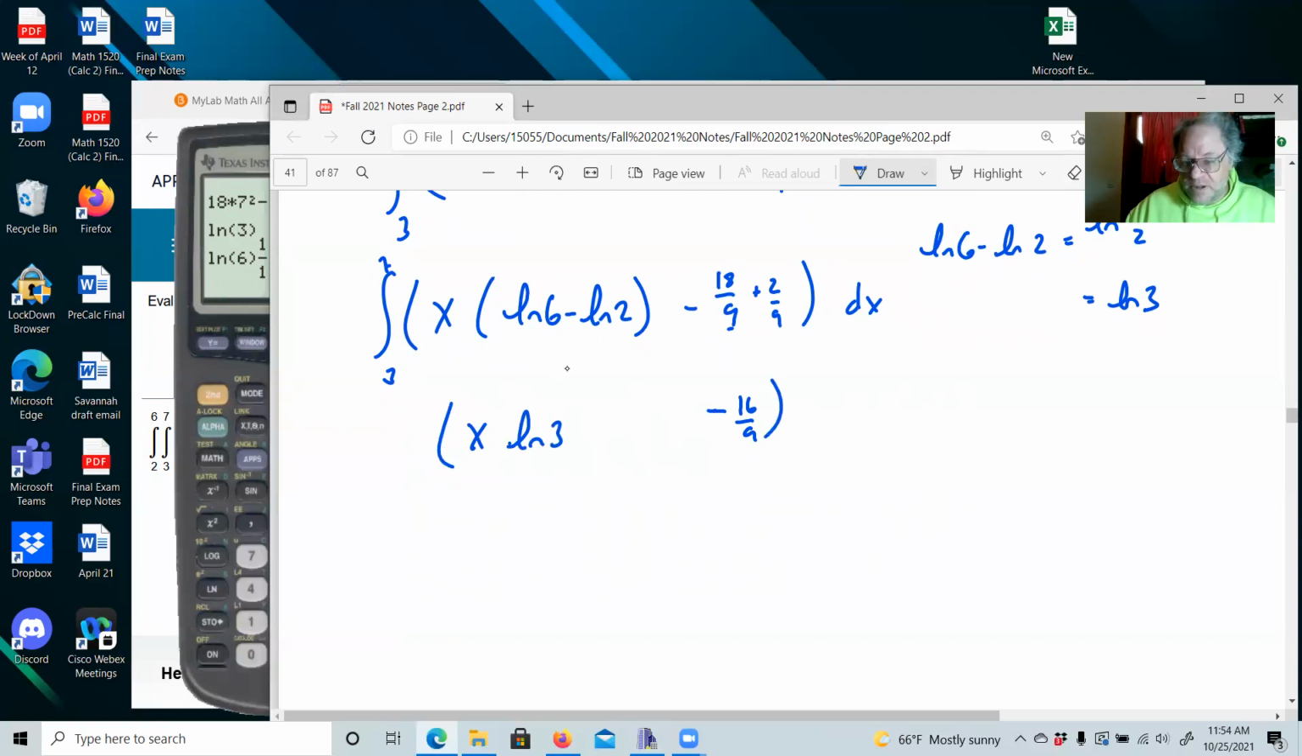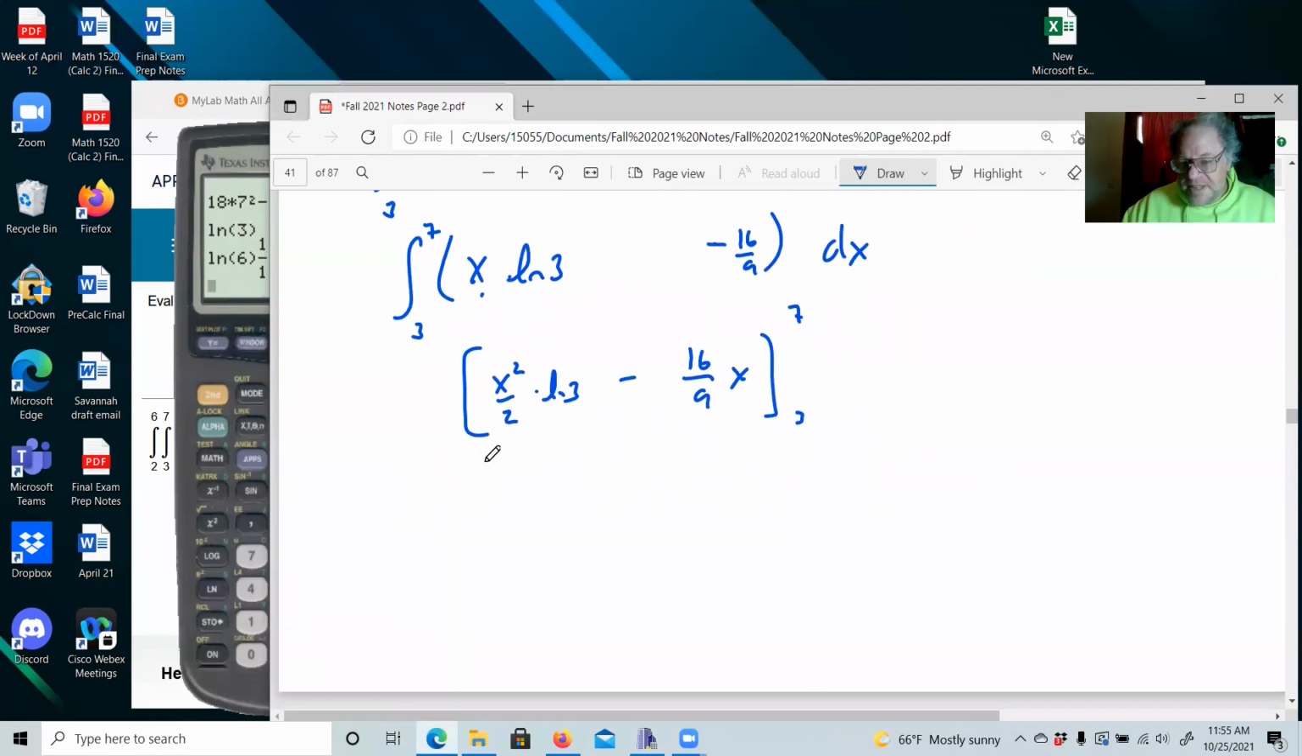Okay, we still have our dx. We still have our integral from 3 to 7. And now we have to integrate with respect to x. So this is going to be x squared over 2 times a constant, minus a constant, integrating 16 over 9 x's. And we're going from 3 to 7. So this one is not really a whole lot we could do. We can just evaluate at x equals 7. So this is going to be 1/2 7 squared ln 3. I'm sure that's a delightful number. Minus 7 times 16 over 9.